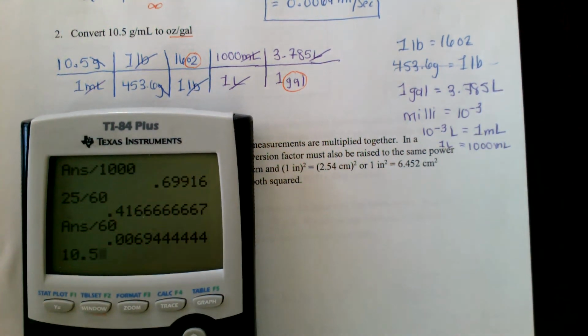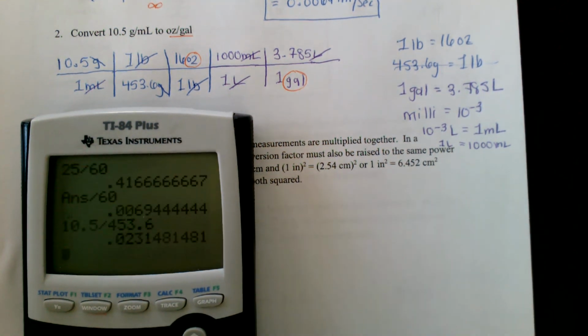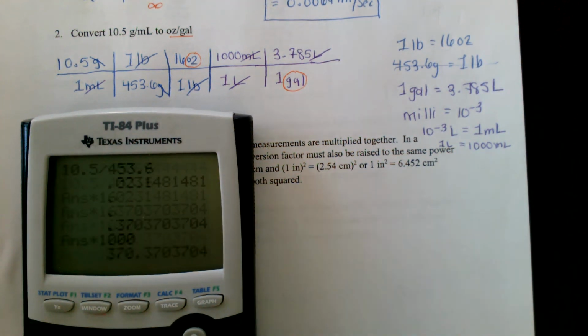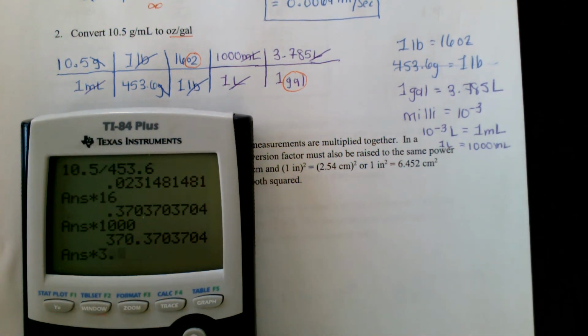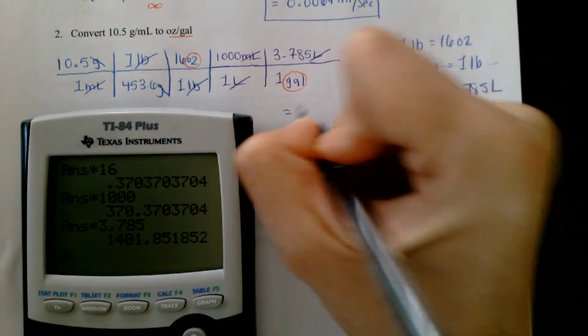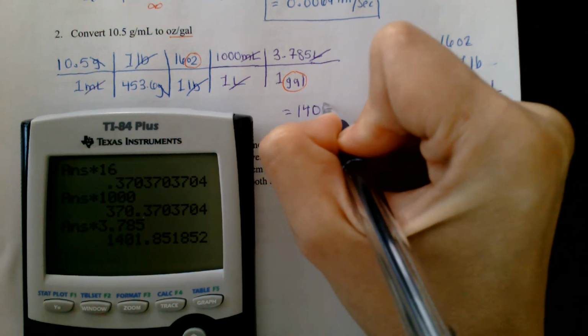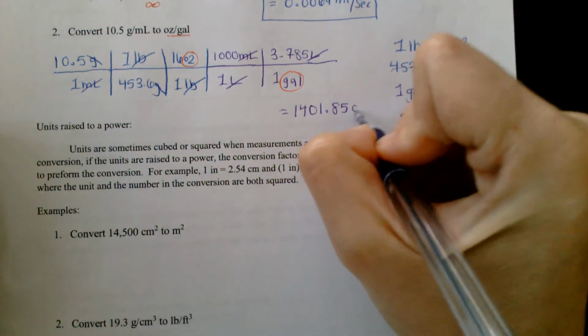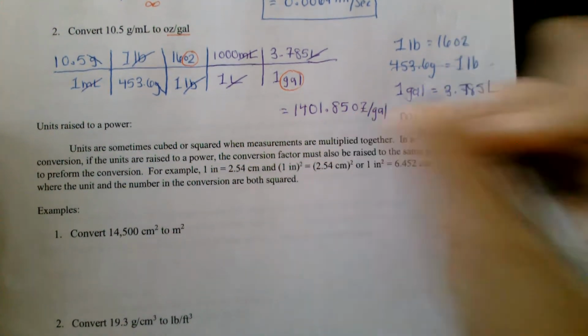Okay, so we have 10.5. We're going to divide that by 453.6. Then we're going to take that and multiply it by our 16. Our next step, multiply it by 1,000. And then we're going to multiply that by 3.785 to get 1,401. So it equals 1401 point, we'll call it 85. And that's ounces per gallon.